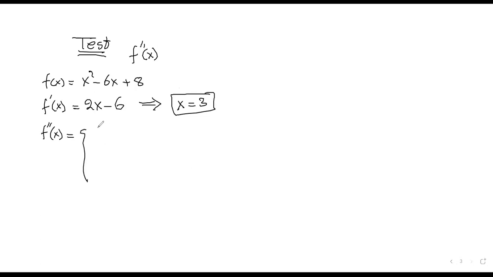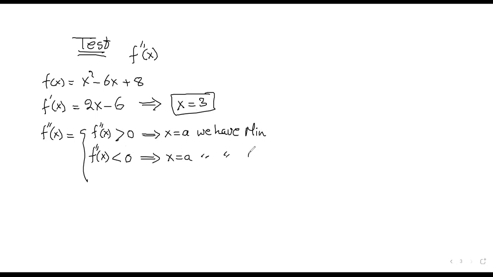Now, if the second differentiation was greater than 0 at x equals a, that number, we have a minimum. If the second differentiation at this point is less than 0, so at x equals a, we have a maximum.